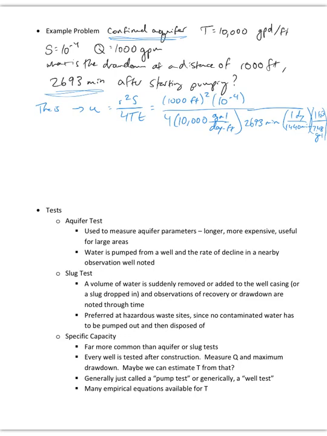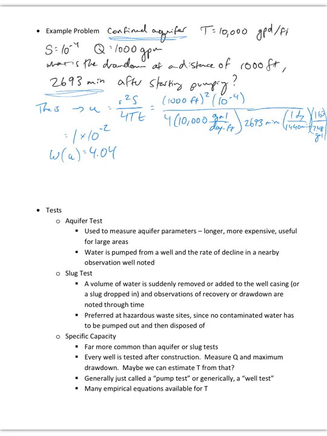And if we do that, we'll see that the units here go to dimensionless for U. And the result of that is we get 1 times 10 to the negative second for the value of U. Now we would go to table 6.5.1 in our textbook and look up the value of 1 times 10 to the negative second in that table to find the value of W of U. And when we do that, we get W of U is equal to 4.04.